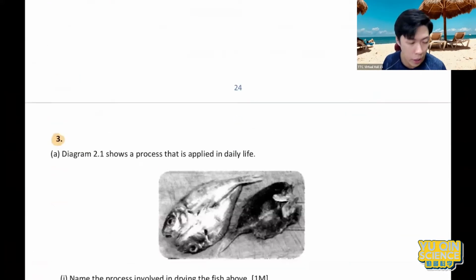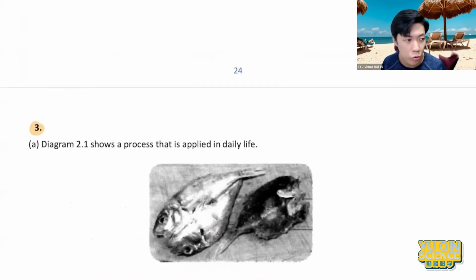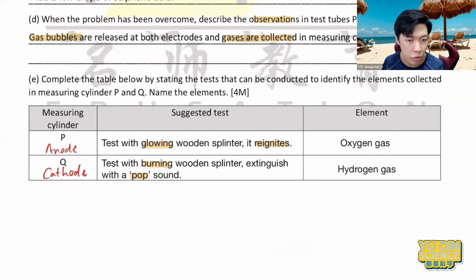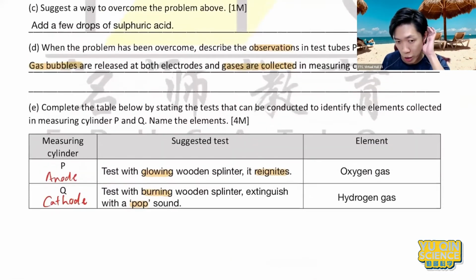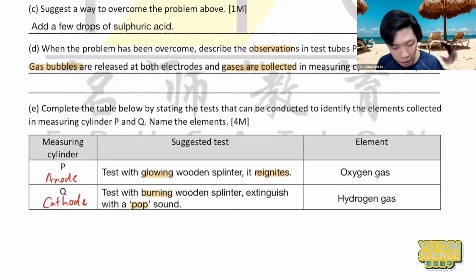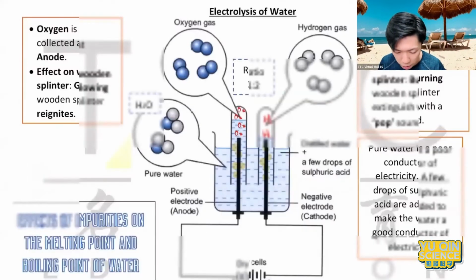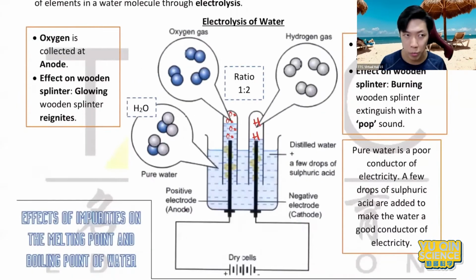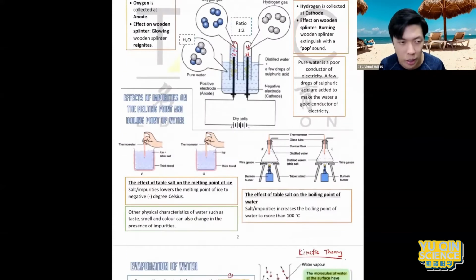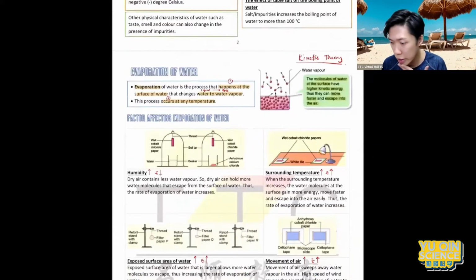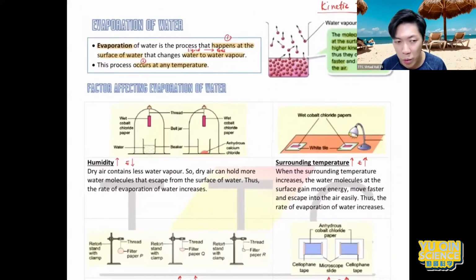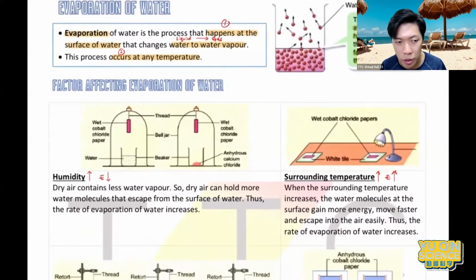Right, let's go everybody. Should we do 23, 24, 25? Okay, I think we shall get to the next thing. So you're done with this, right? Let's go. After the electrolysis, then we go to evaporation. I think that's very straightforward. Let's probably not do this.